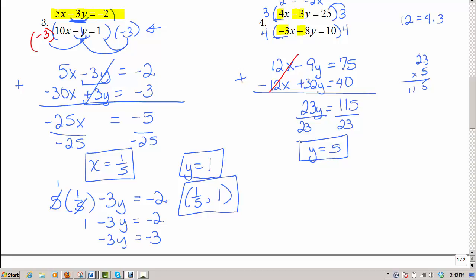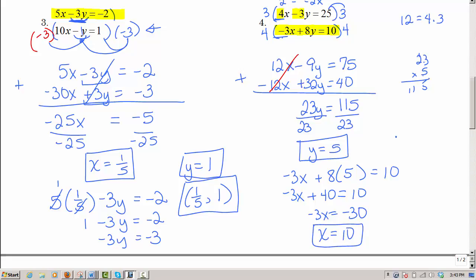Am I done? No. Again, you need to go back to one of the original equations, the top one or the bottom one. I think I'll choose the bottom one just because. So I have negative 3x plus 8y equals 10. So if I subtract 40, divide by negative 3, I get positive 10. So my ordered pair would be 10, 5.